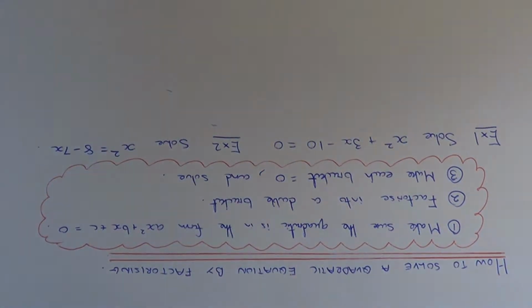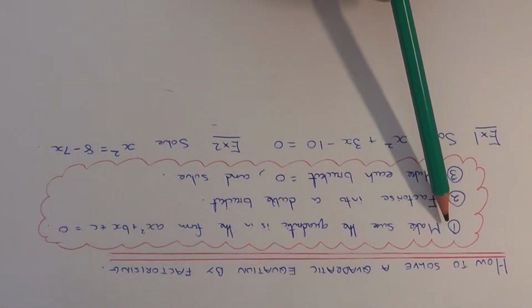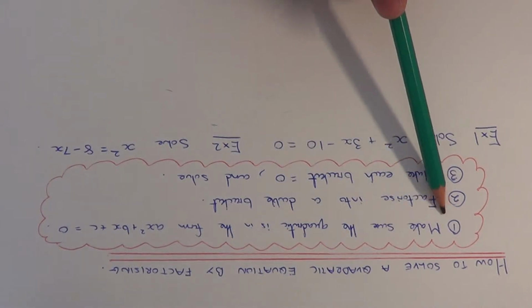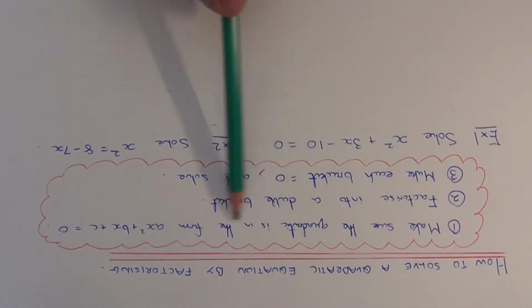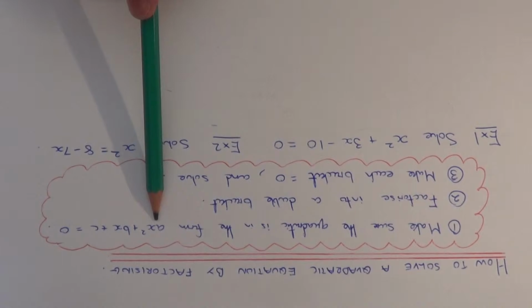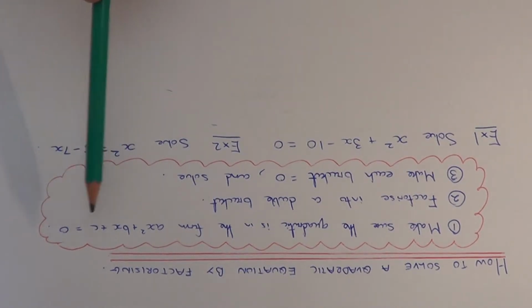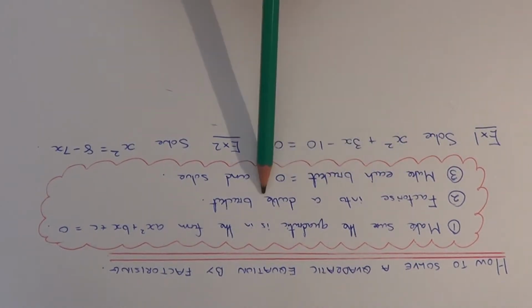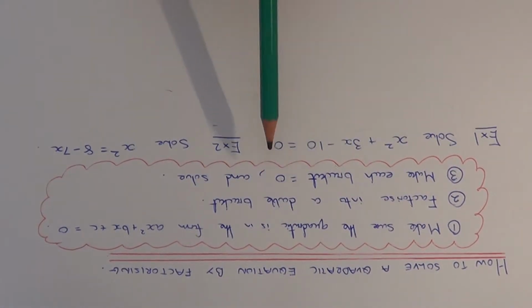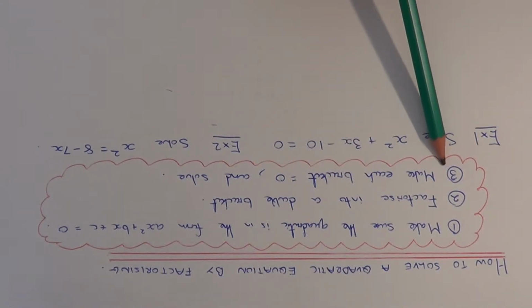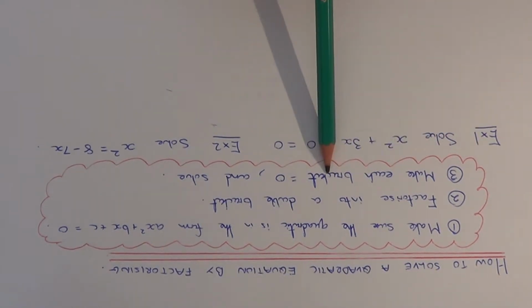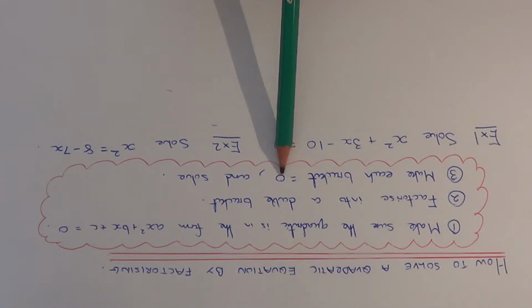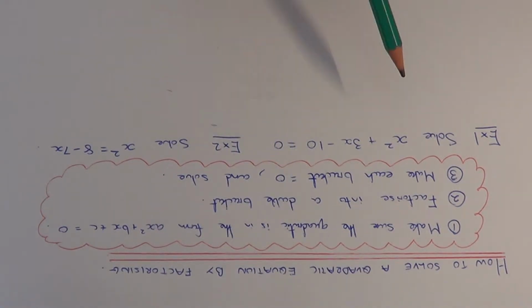Today I'm going to show you how to solve a quadratic equation by factorisation. So these are the three steps you need to follow then. So the first step is to make sure that the quadratic equation is in the form ax squared plus bx plus c equals 0. The second thing you need to do is factorise the equation into a double bracket, and then once you've done that you can make each of the equations in the bracket equal 0 and then solve each one of these equations.